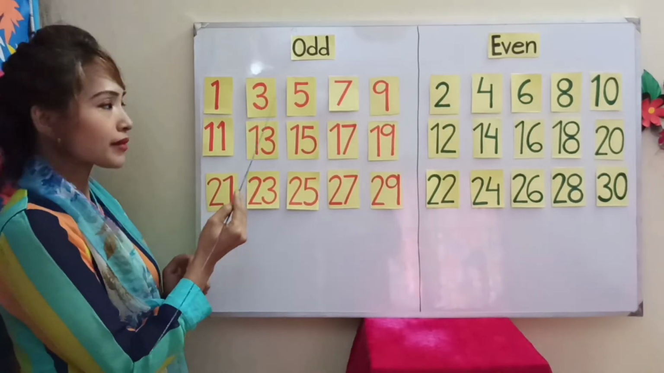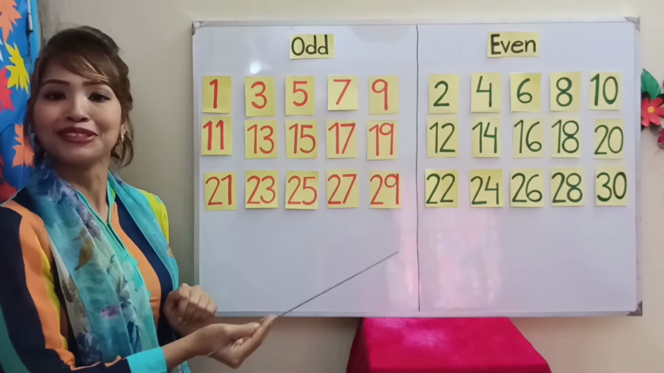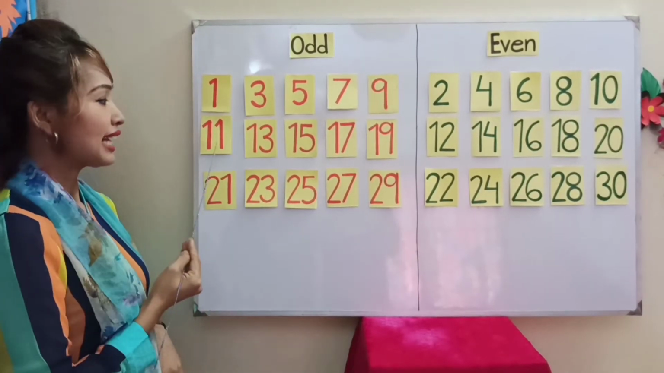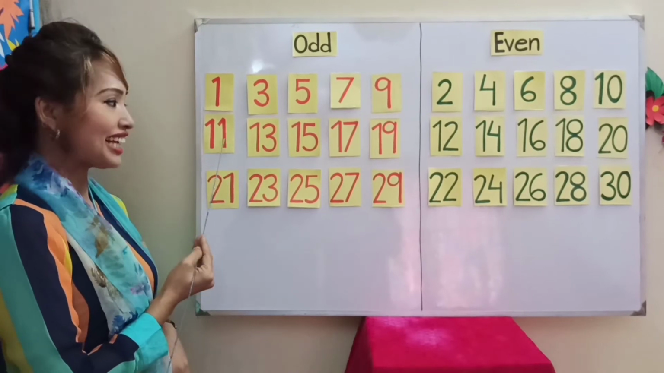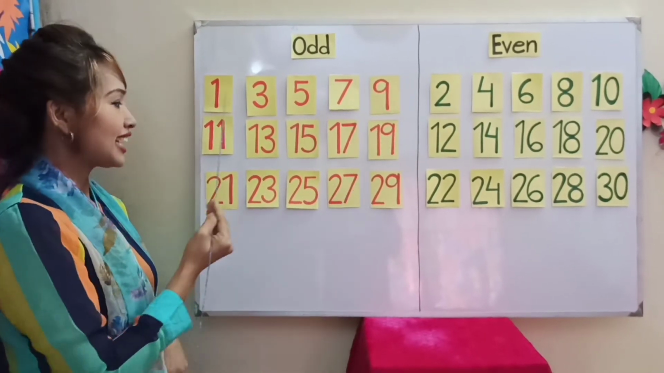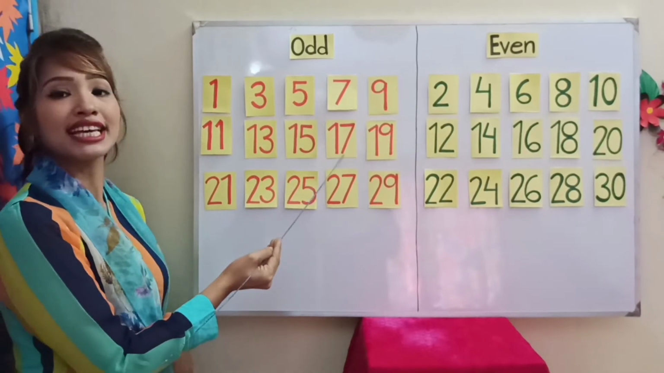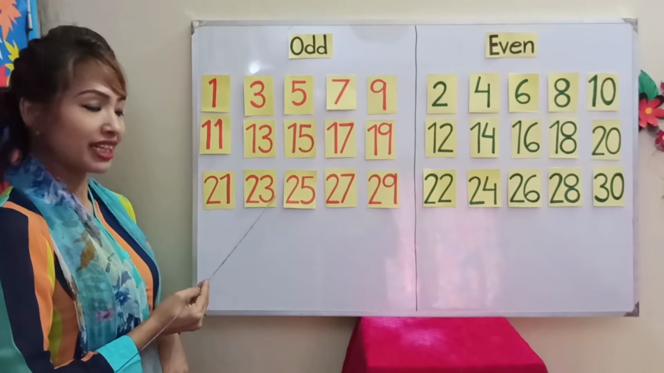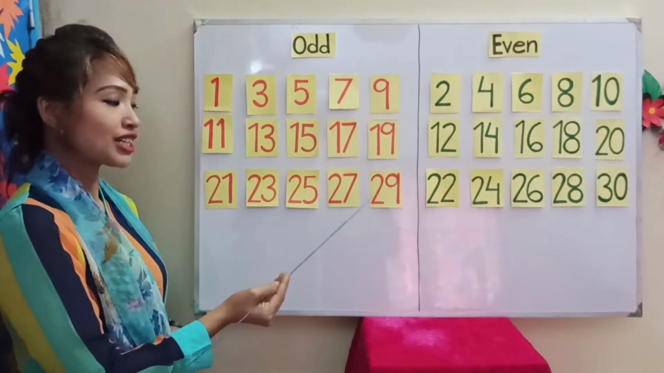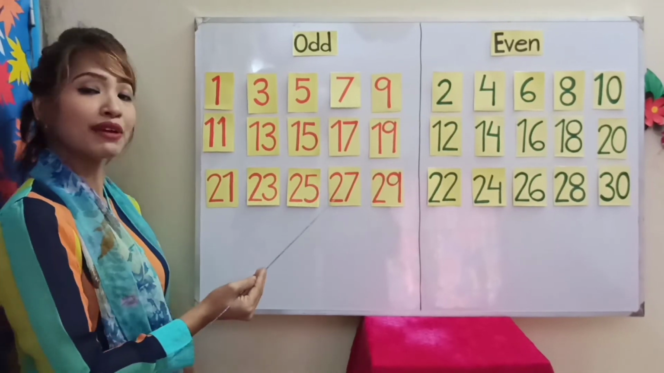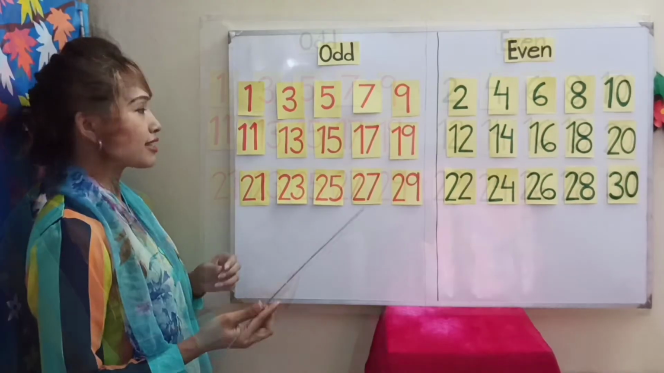1 3 5 7 9. 11 13 15 17 19. 21 23 25 27 29.